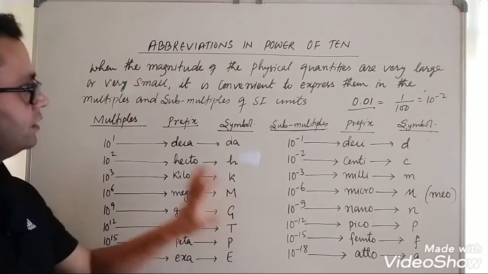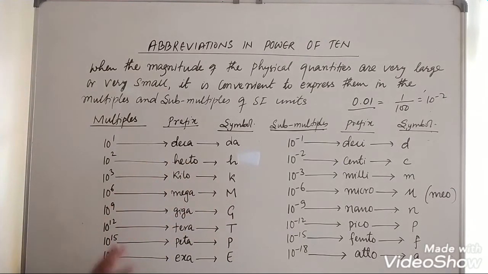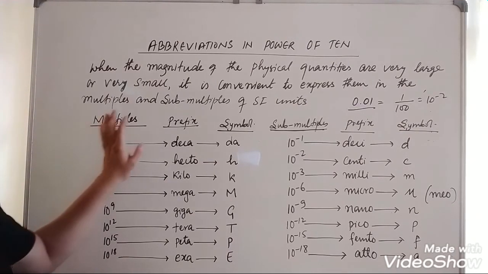So these are the multiples and submultiples of SI units. We have to learn this part, multiples and submultiples.